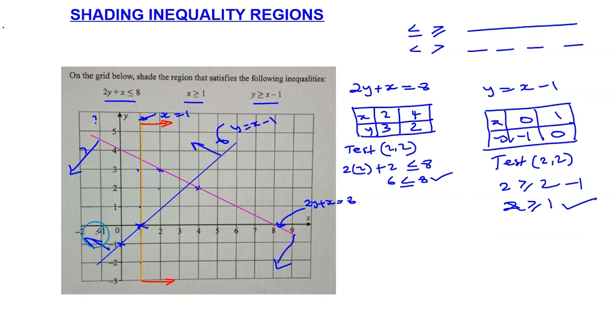So the only region that satisfies all these 3 inequalities is this region in the middle. Okay, so let's just shade that region. This is the region that is making everyone happy. So that is the region that satisfies all these 3 inequalities. If you pick any of these points inside or on these lines, because they are solid lines, they will satisfy all these 3 inequalities.